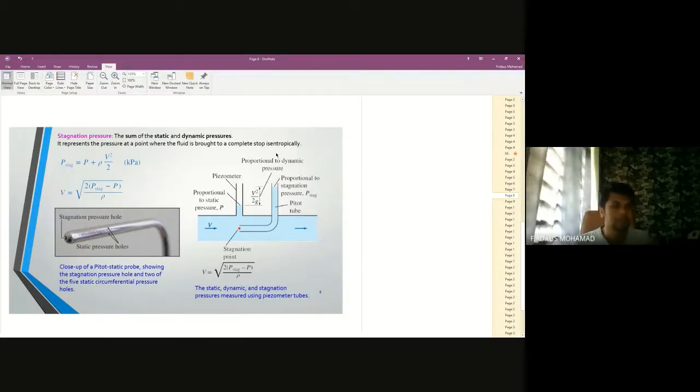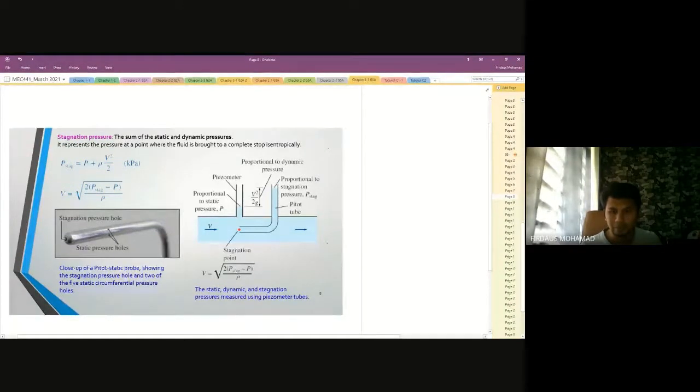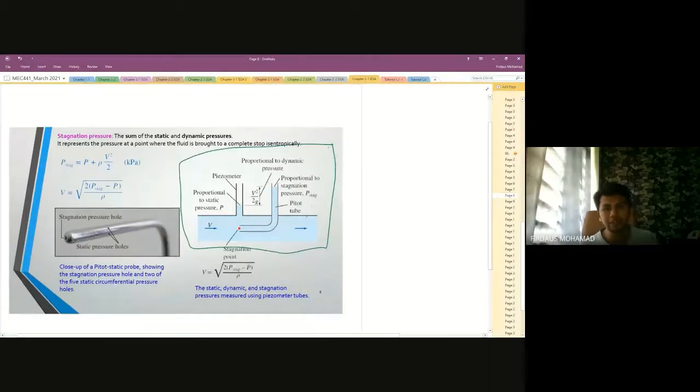isentropic. Okay, so how to define the stagnation pressure? So how to define the stagnation pressure based on this apa nama ni? Diagram. Okay, so stagnation pressure can be defined based on this piezometer. What is the function of piezometer? Kita nak cari apa? Nak cari pressure lah, kan? Kita nak cari pressure based on the water level. Okay, and then this is the L shape, which is the pitot tube.